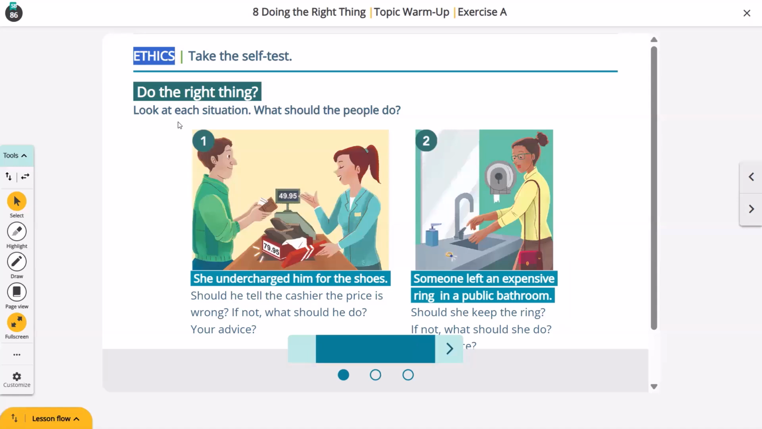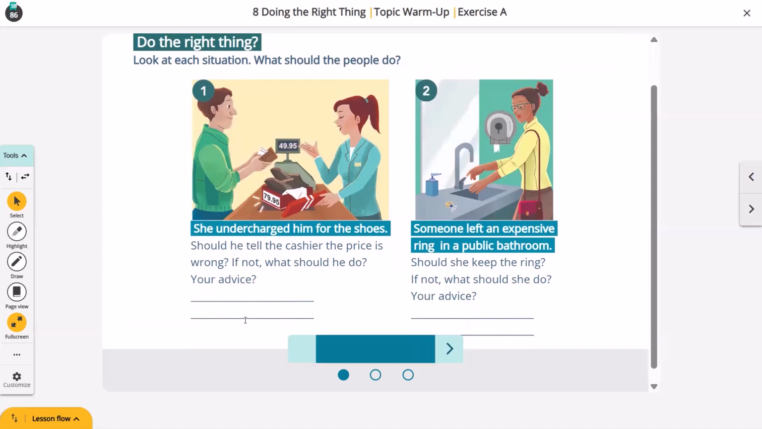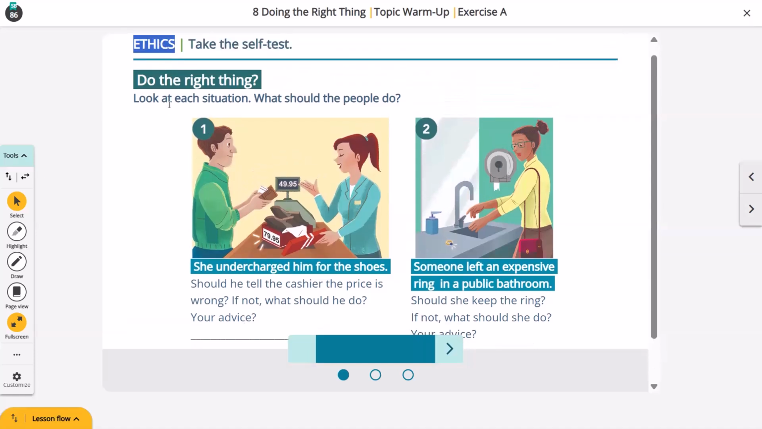So, ethics. Take the self-test. In the meantime, I'm explaining some of the words. I would like you to take this test. We have different situations. As in any case study, we have situations you have to solve, in this case according to what you think about it. Okay? Look at that. Do the right thing. Look at each situation. What should the people do in this case?